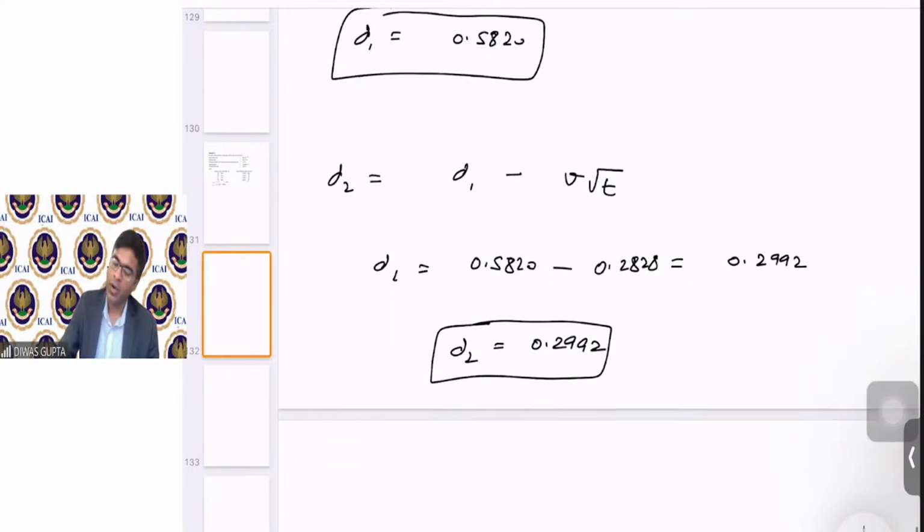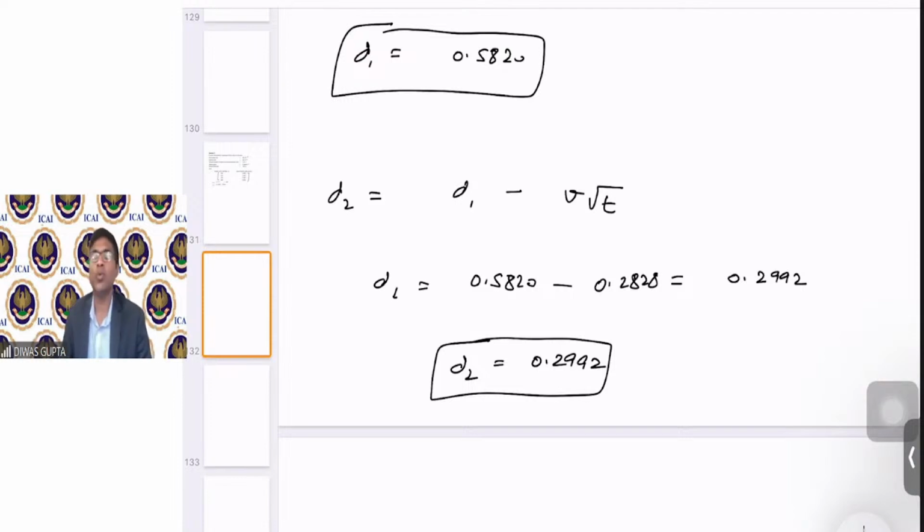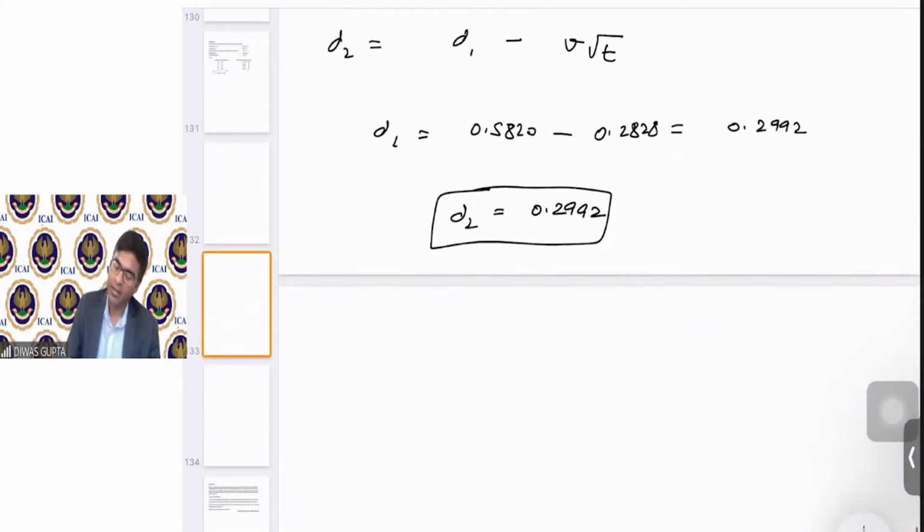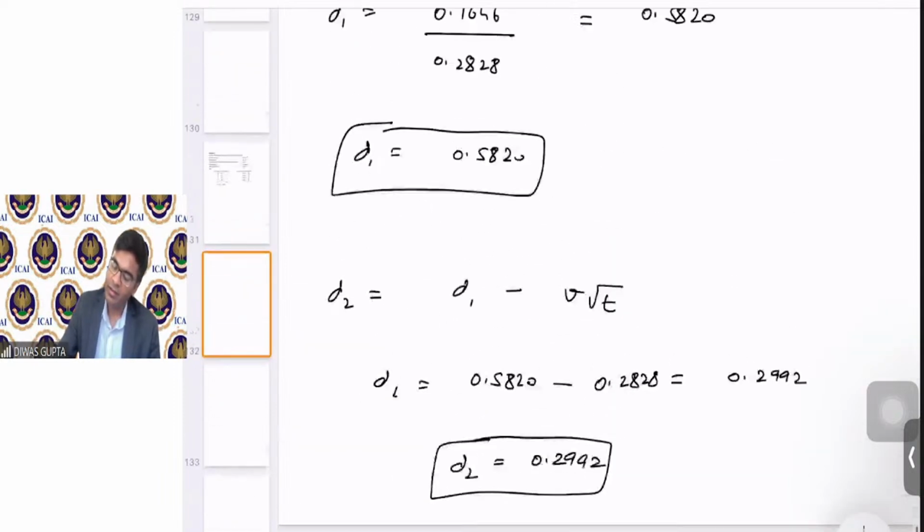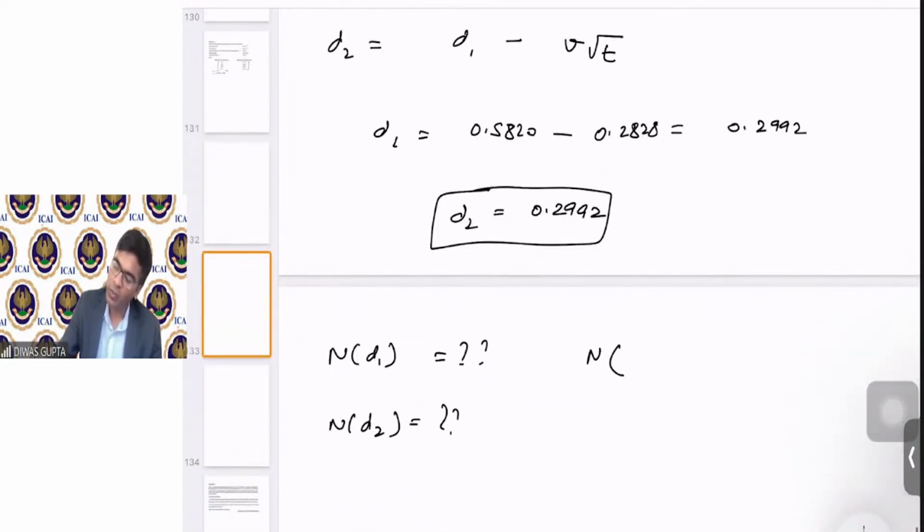Now we have calculated D1 and D2, students. Simple. We have to calculate ND1 and ND2 now. What is ND1? Let's replace D1 with the number 0.5820. And ND2 is how much? 0.2992. Correct?